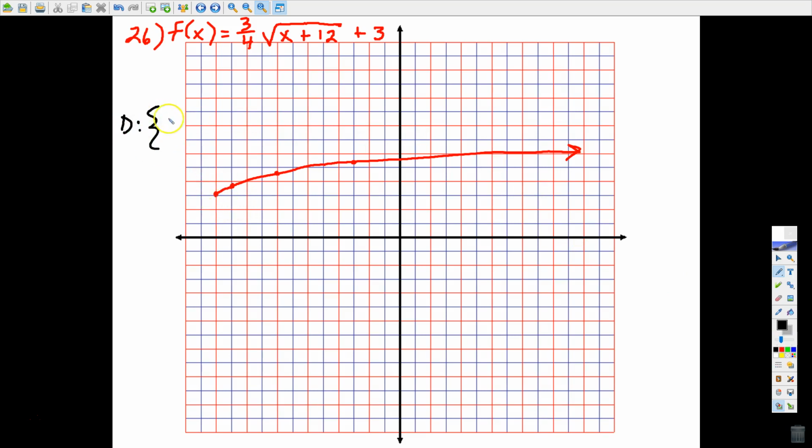So the domain will be all x such that x is greater than or equal to -12. The endpoint is -12 on the x. And the range will be all f of x such that f of x is greater than or equal to 3. Starts at 3, and it's going to gradually continue to go up for larger numbers of x.